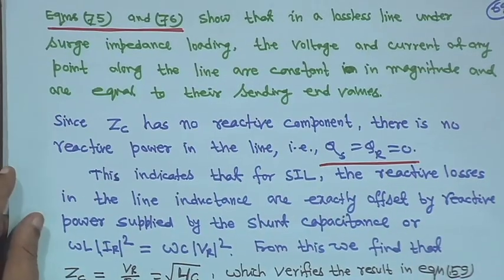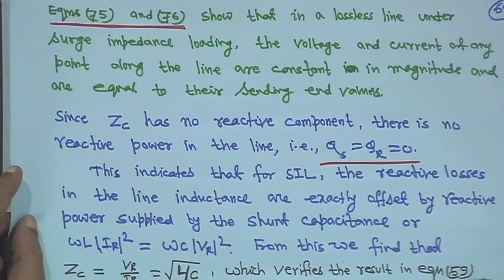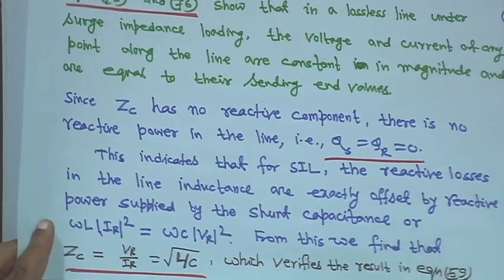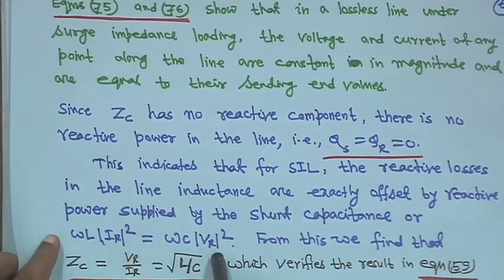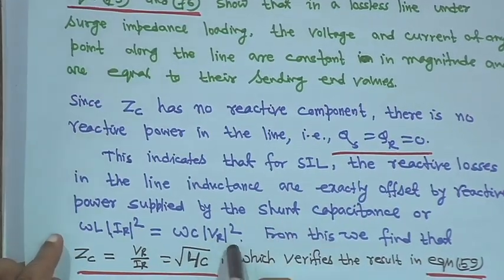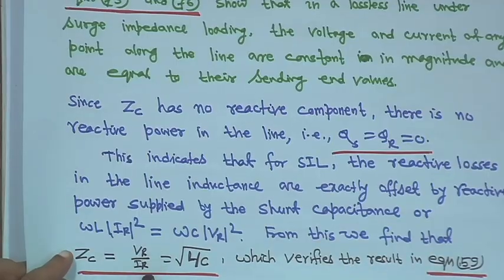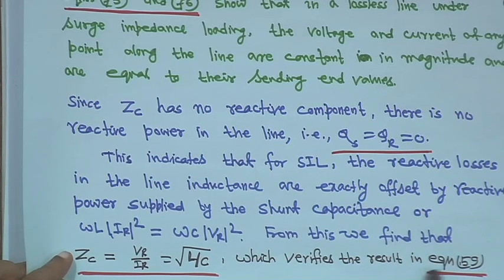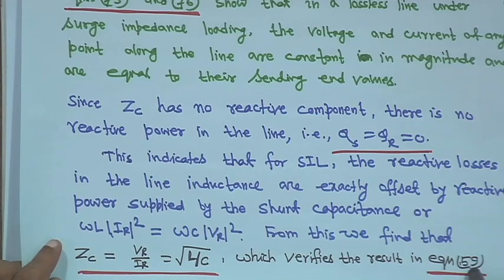So, that is why this is the total reactive loss supplied by the charging capacitance. So, ωL·I² is equal to ωC·V_R², from which you will get Z_c equal to V_R upon I_R equal to root over L by C, which verifies the result in equation 59.